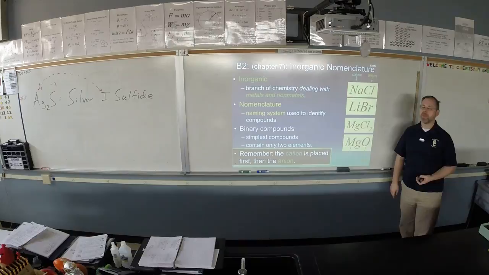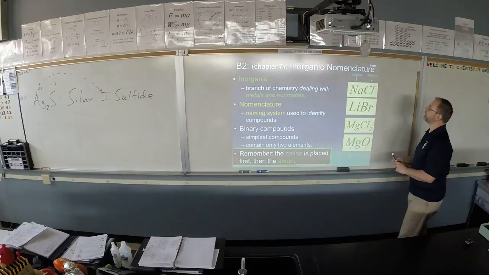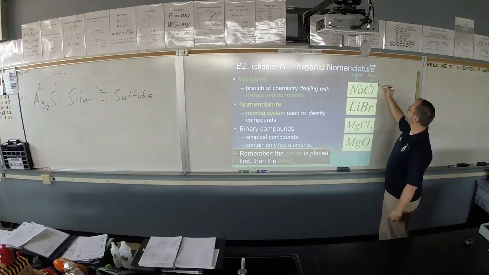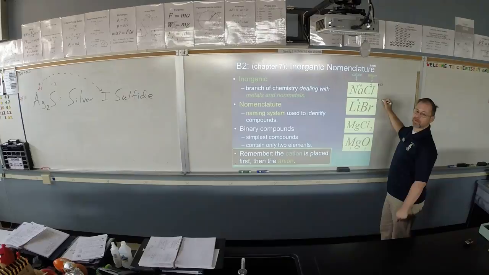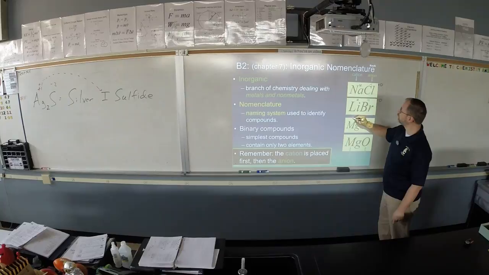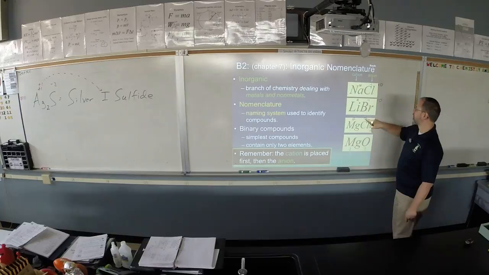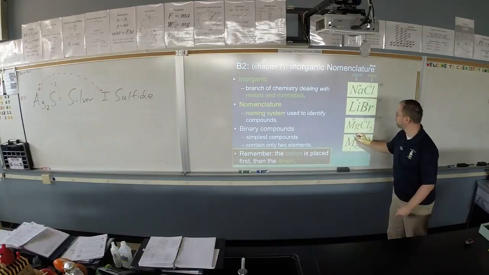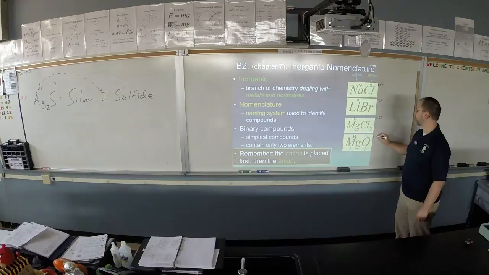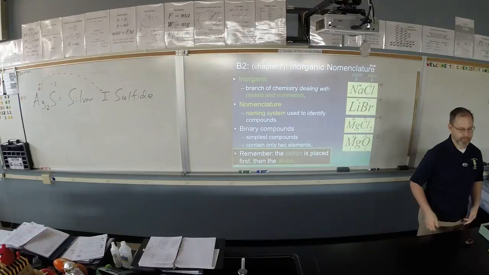Now, when we assign the oxidation numbers to these things, we notice something pretty profound. Sodium is +1. Chlorine is -1. +1 and -1, when added together, will normally equal zero. Lithium is +1. Bromine is -1. Added together, they are zero. Magnesium is +2. Chlorine is -1 each. +2 plus two -1s equals zero. Magnesium is plus 2, and oxygen is what? Minus 2. Added together equals 0. And when we're forming compounds or reading compounds, we have to remember rule number 1.